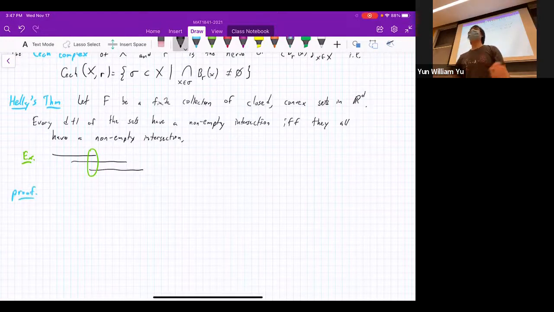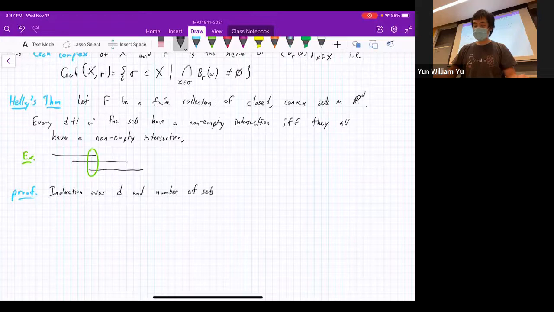And for this proof, we're going to use a similar technique to what we were doing right before break. At some point I did a two-way induction, right? So I inducted over two different terms. This proof is going to have a very similar flavor to that. We're going to prove this by induction over two different parameters, D and the number of sets, let's call it N. And so let's discuss a couple of the base cases for the induction first, and then we'll show how the induction proceeds.